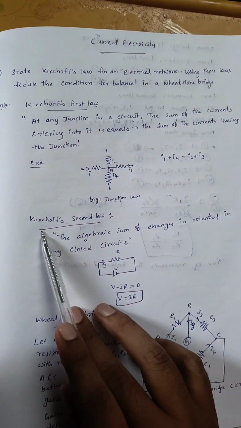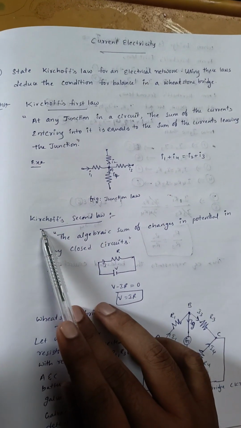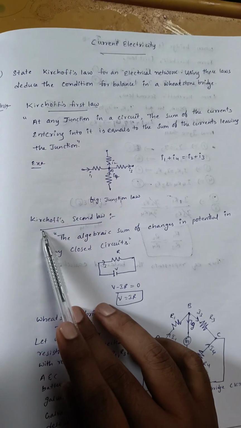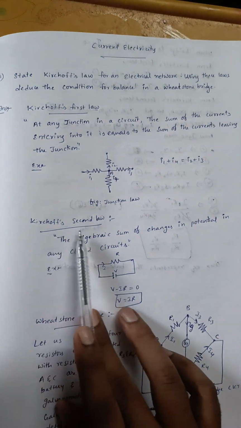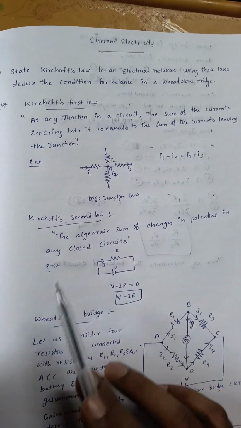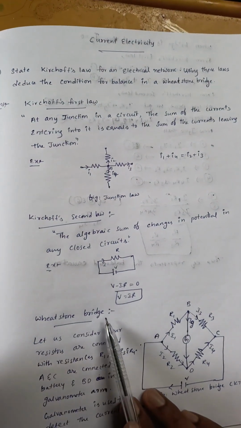Now we have to write the second law. Basically Kirchhoff's laws are based on electrical networks only. So first we write the definition of the first law, then the definition of the second law. After that you have to write the Wheatstone bridge.